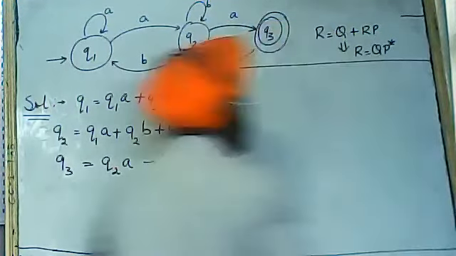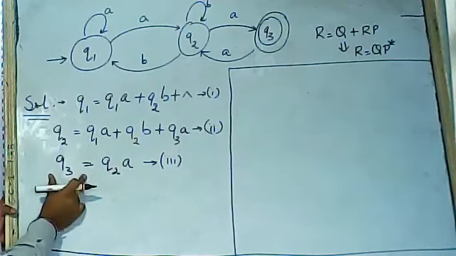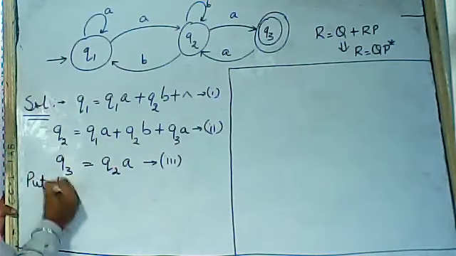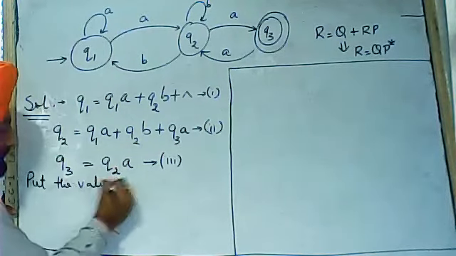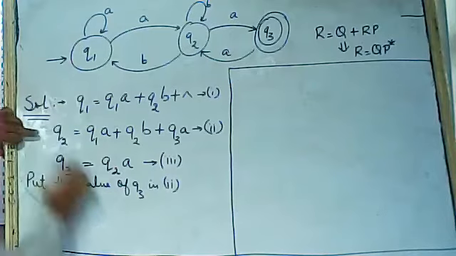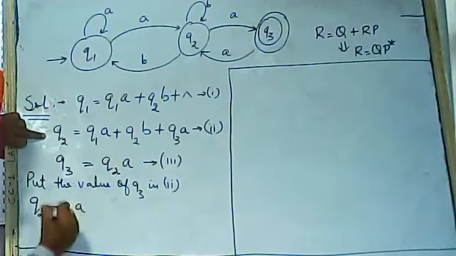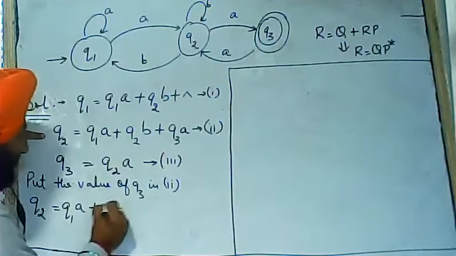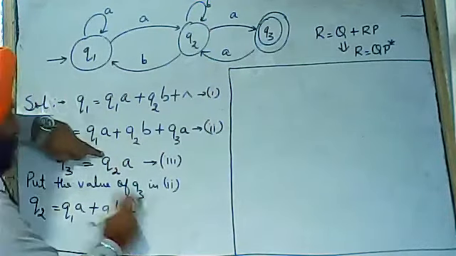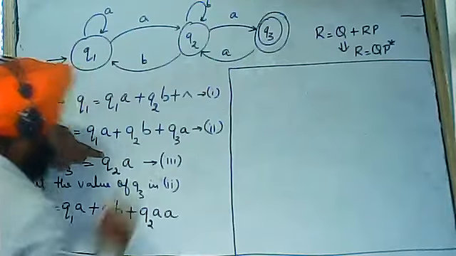So after this, now I'm going to put Q3's value into Q2, that is, put the value of Q3 in number 2. What you will get is Q2 is equals to Q1A plus Q2B plus, from this Q3 you will have Q2A and this A as such, right?